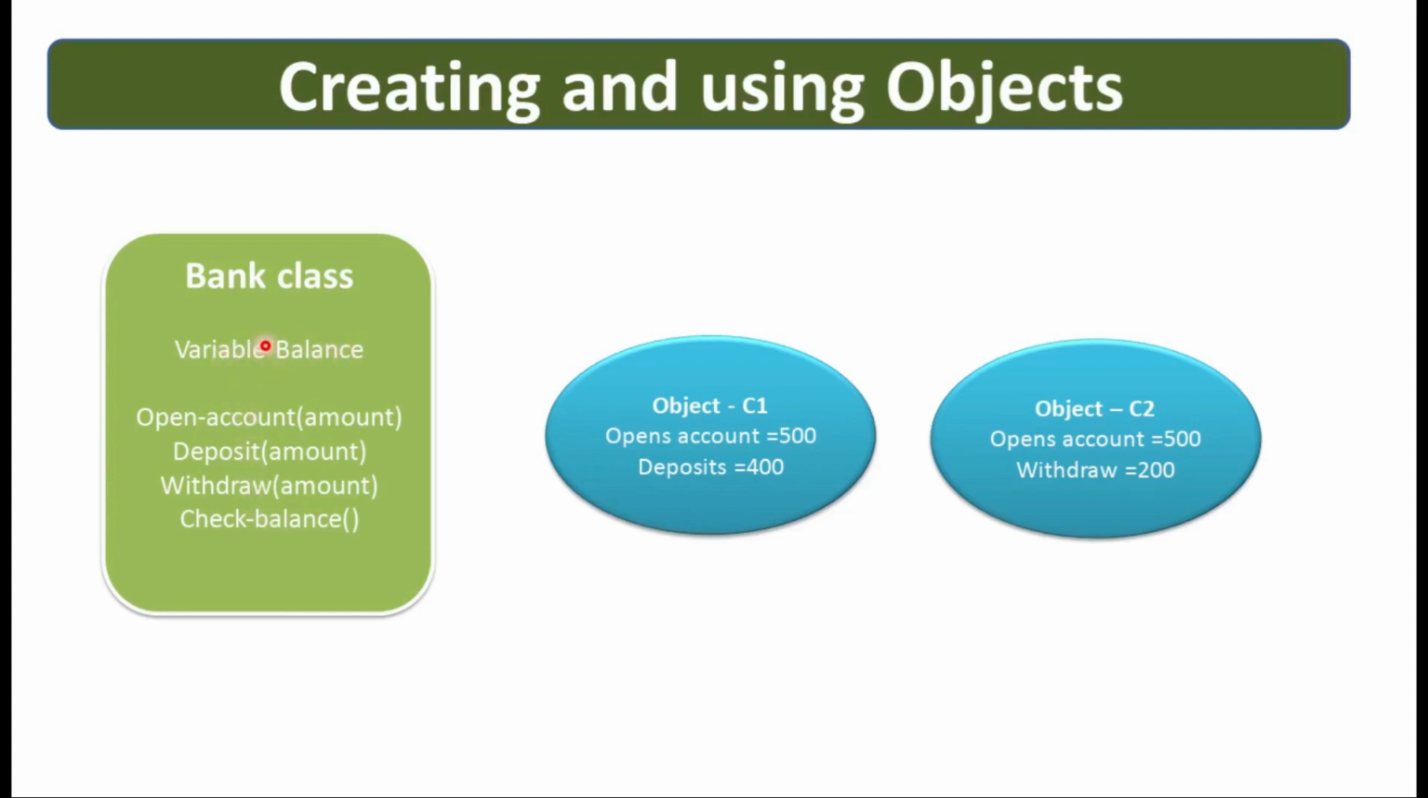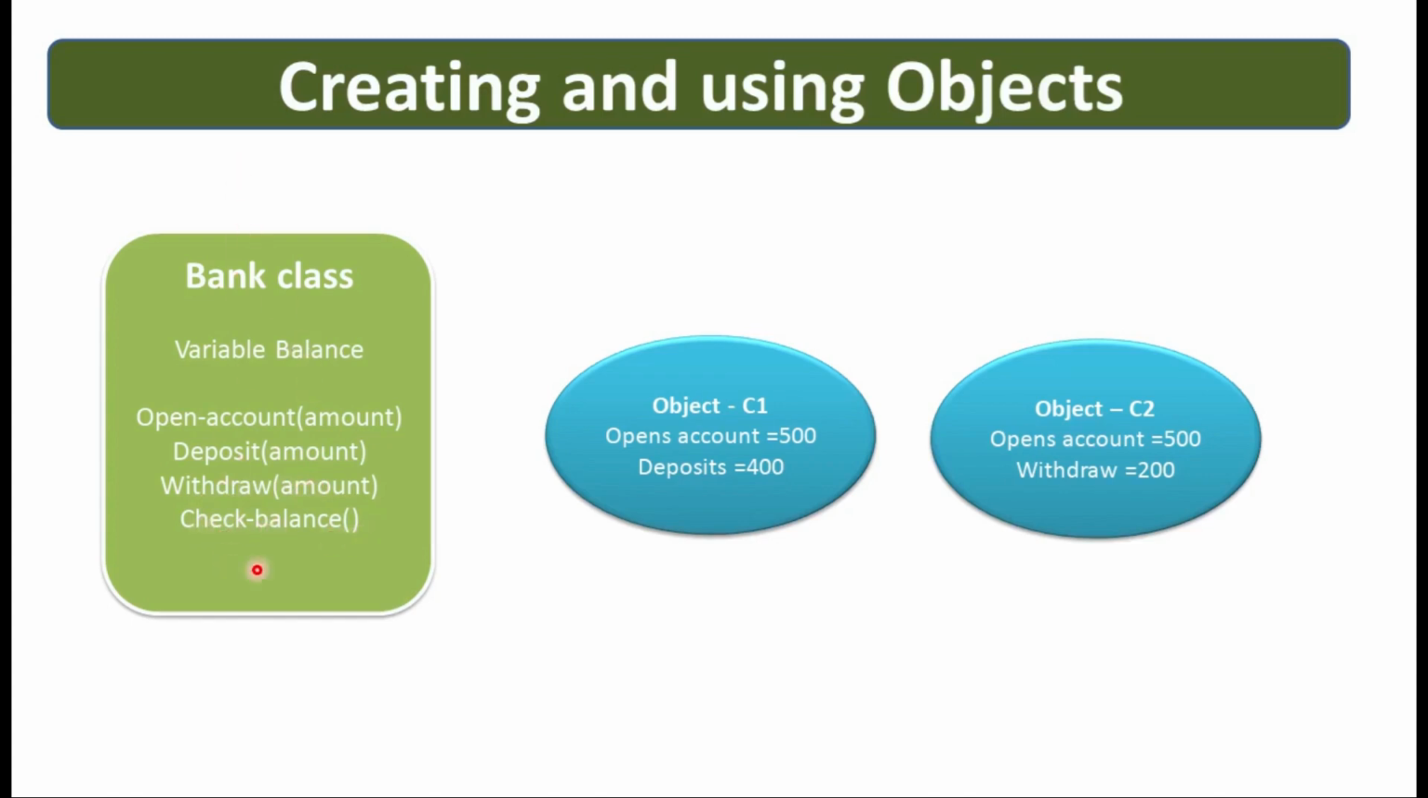Look here. This is a balance variable. These are the functions, the functions in a bank. What is the variable that is related to the bank? It is balance. These are the functions that are related to the bank class. What are the functions or operations that are usually carried out by a customer in a bank? Opening an account, deposit, withdrawal, check balance. During opening an account, a customer will specify the amount. That is the initial amount with which the customer is allowed to open an account. A customer is allowed to deposit any amount, withdraw any amount, and check the balance at any point of time.